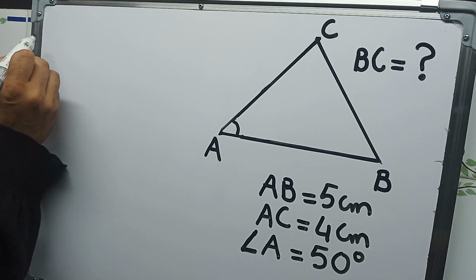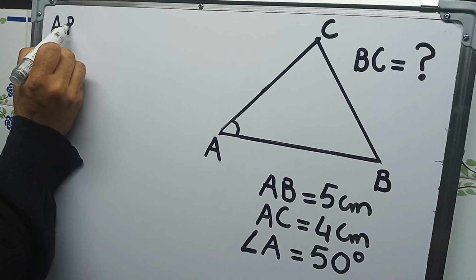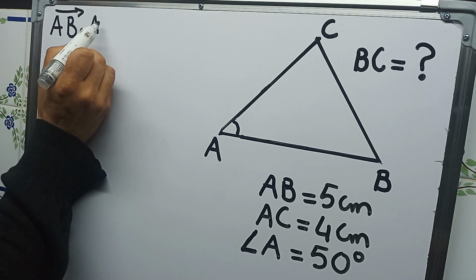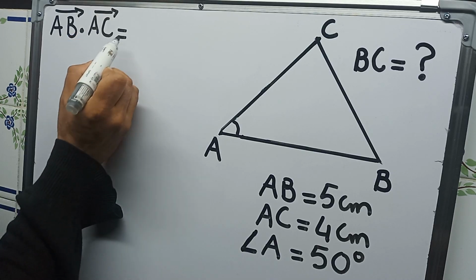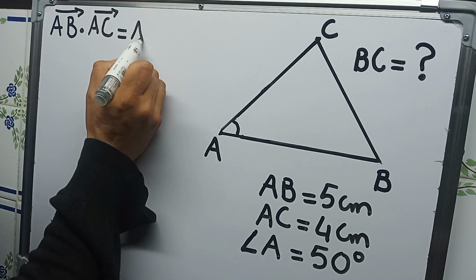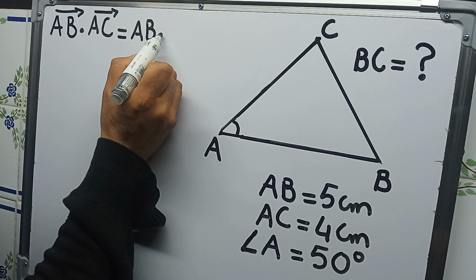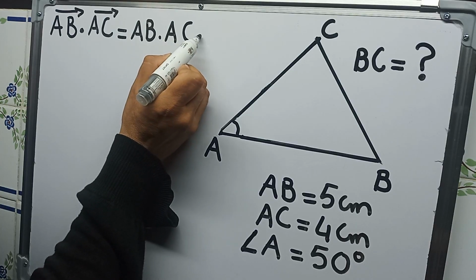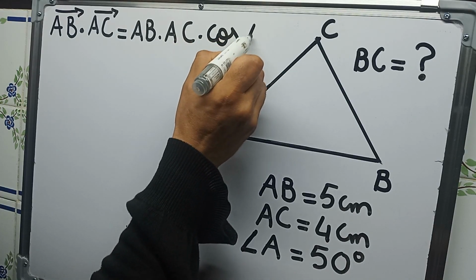So we have the dot product AB dot AC is equal to AB, the distance AB, times AC times cosine A.